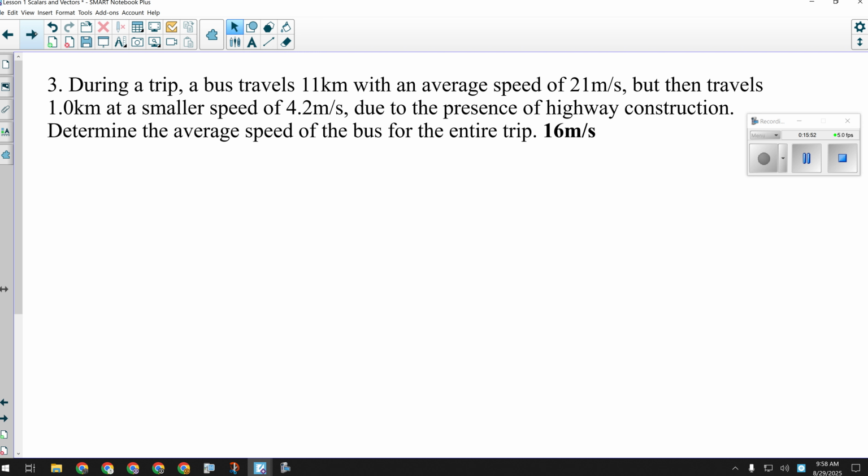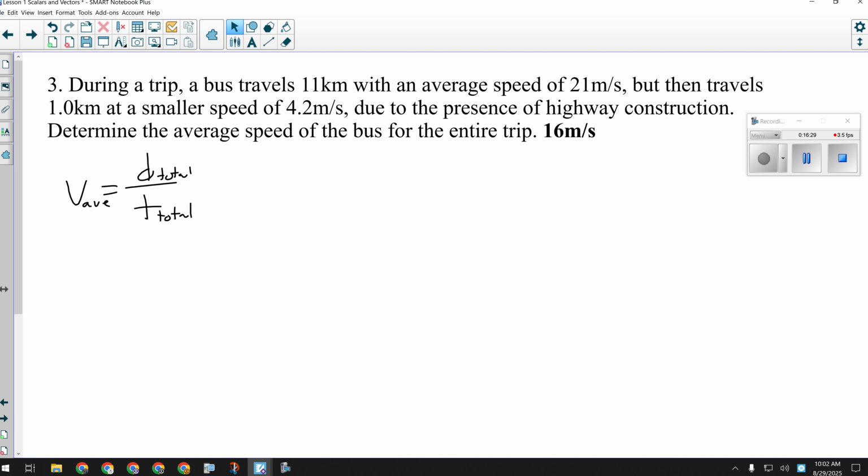I want you to try that one. Kind of a two-part question. See if you remember doing two-part questions from last year. So with this question, we kind of have to remember something that goes along with this formula. It's not always specifically written in here, but it also technically means this, right? Average speed is total distance divided by total time.